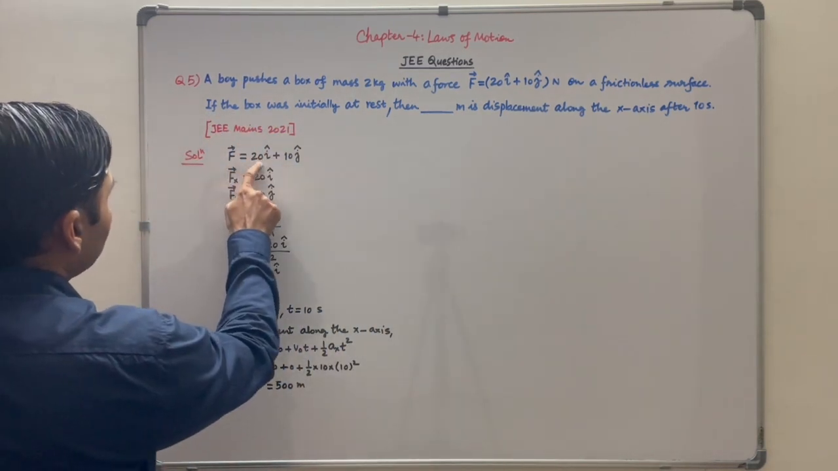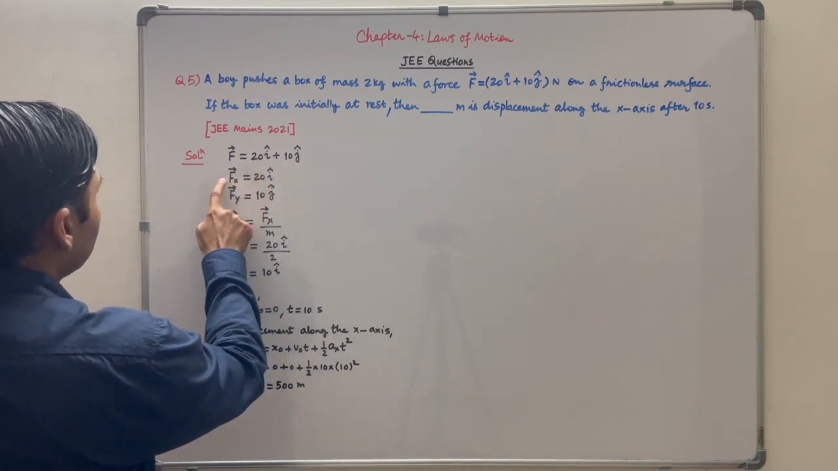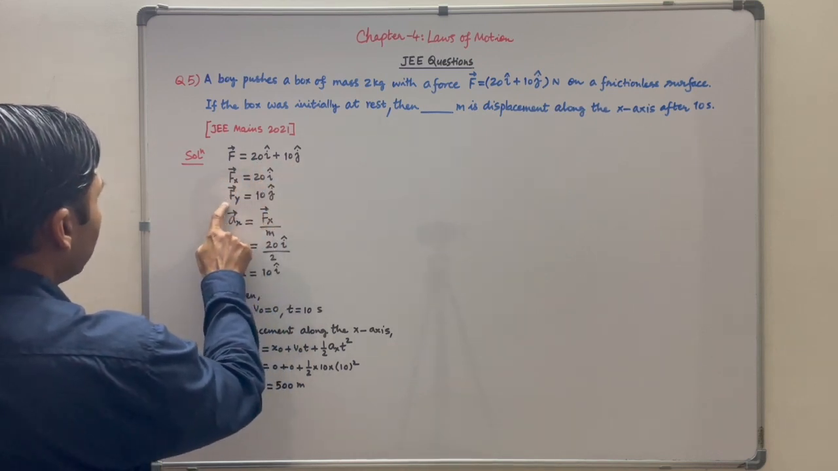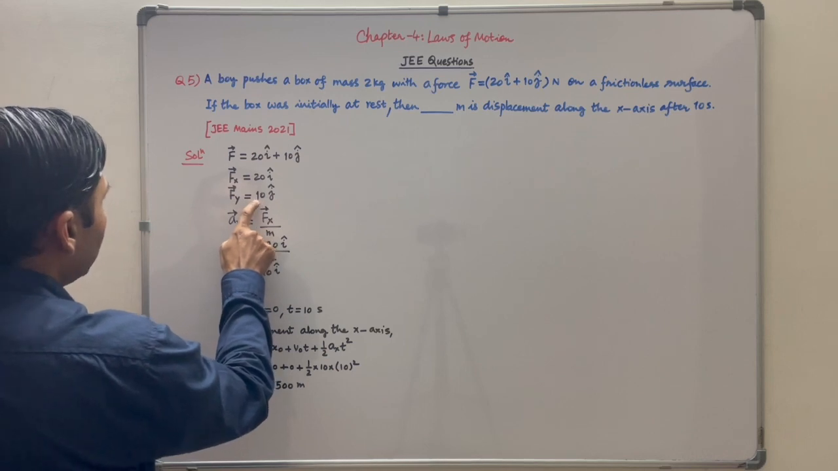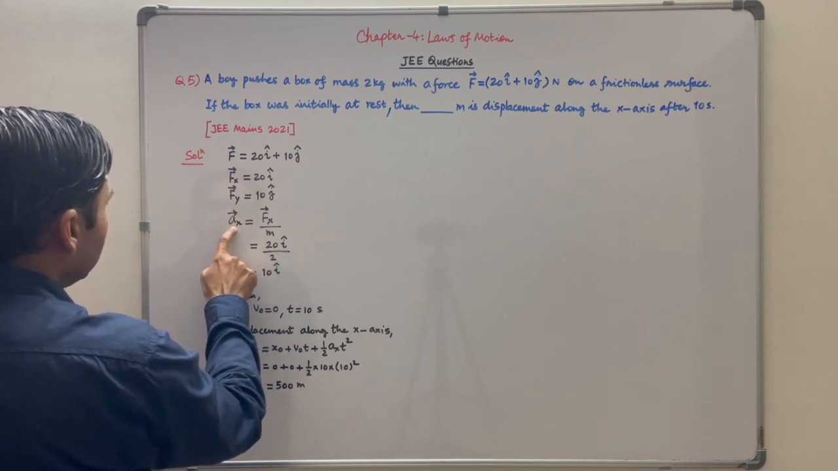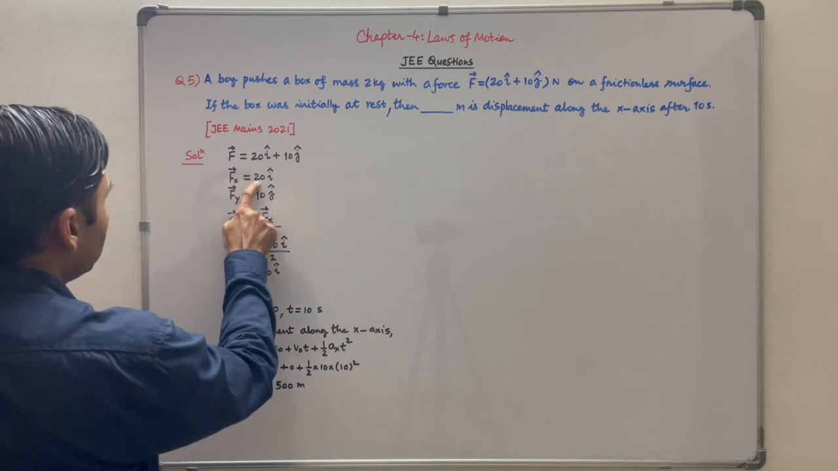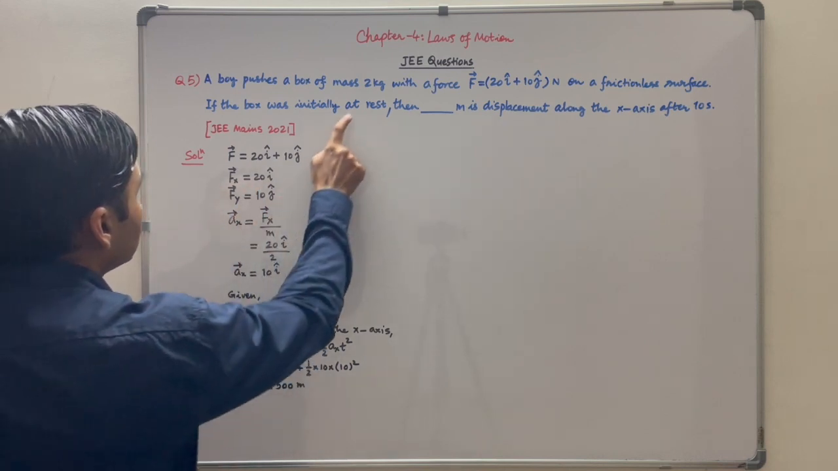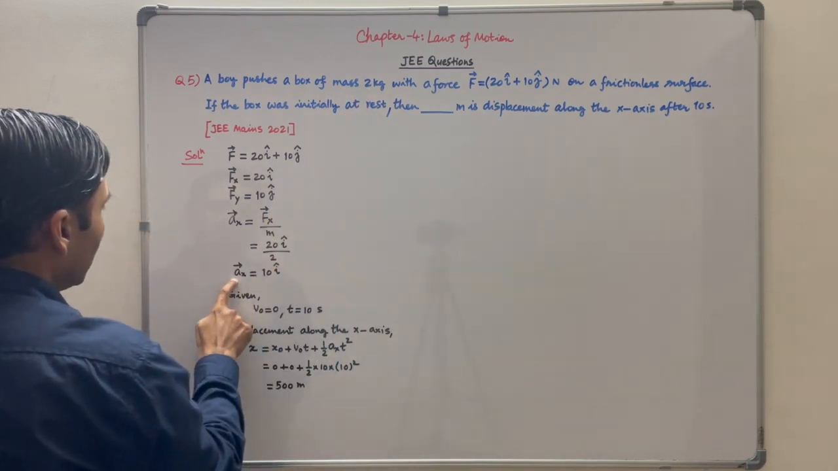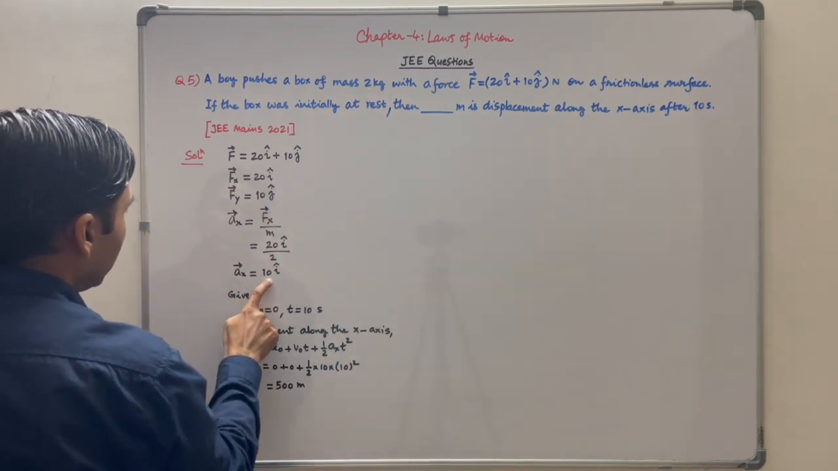F is equal to 20i plus 10j. That means Fx is equal to 20i and Fy is equal to 10j. Acceleration along x-axis is equal to Fx upon m. Magnitude of Fx is 20 Newton. m is given as 2 kg. So acceleration along x-axis is equal to 10i.